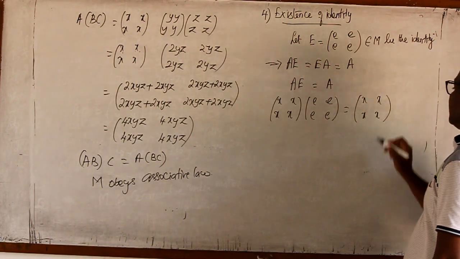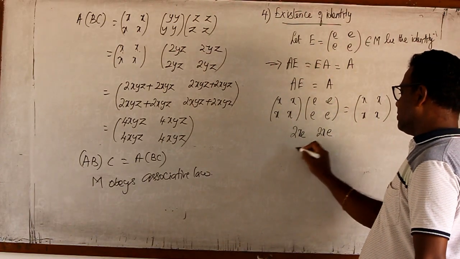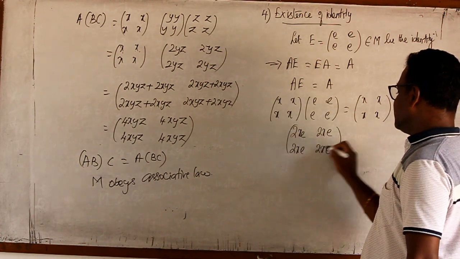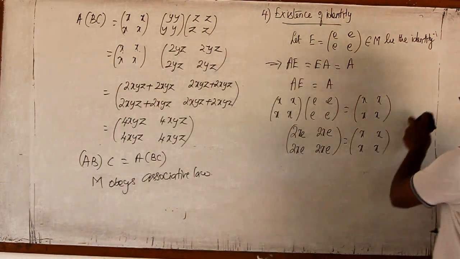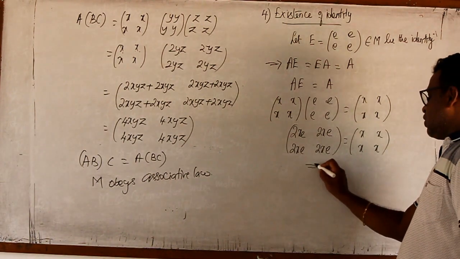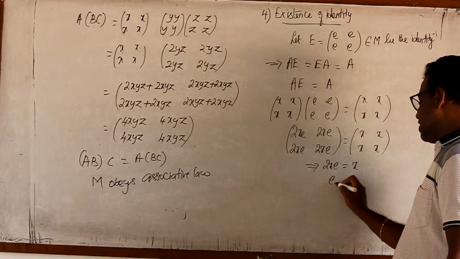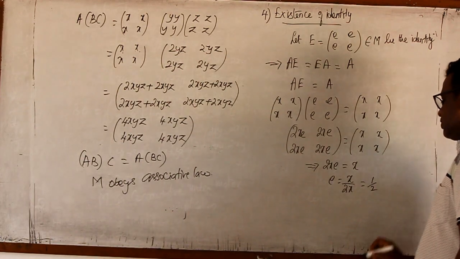When you multiply, it will be 2xe, 2xe, 2xe, 2xe. This is equal to xx, xx. Therefore, when I take one element, the first element 2xe will be equal to x. So e equals x by 2x. The answer is 1 by 2.